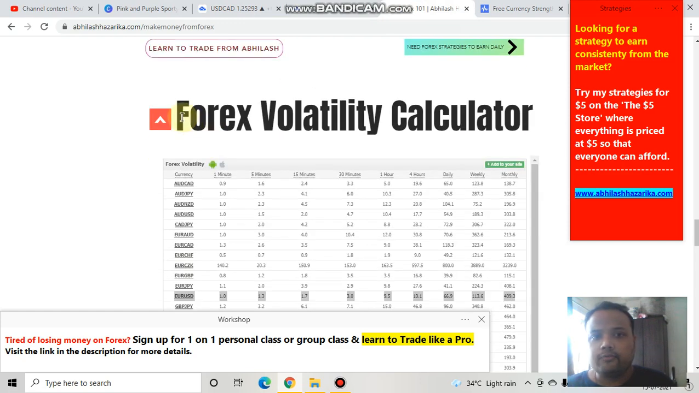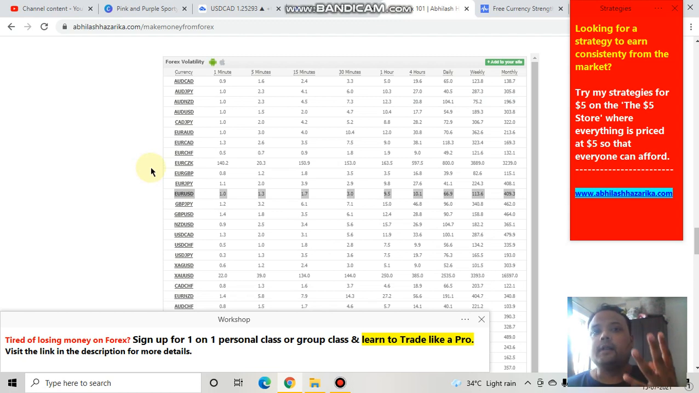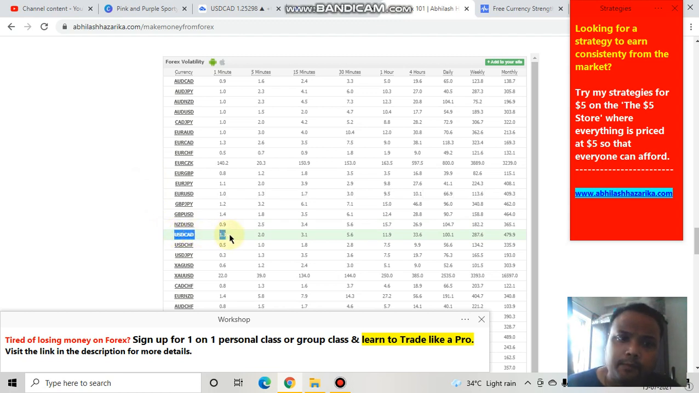And if you come to the Forex volatility calculator here, you'll come to know how much movement you can expect in a particular time frame. For example, USD CAD. In the 1 minute time frame, you can expect 1.3 pips. In the 5 minute time frame, you can expect 2 pips. And if you come to the 1 hour time frame, you can expect a change of around 12 pips. In the 4 hour time frame, you can expect a change of 33 pips. So it's not bad, it is good. 33 pips in the 4 hour time frame is quite good.